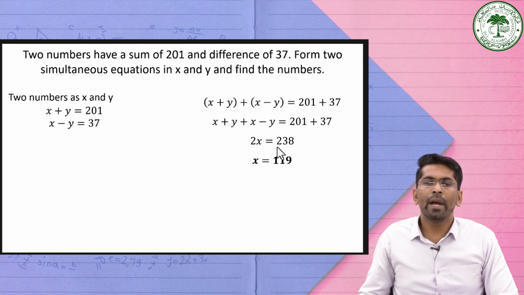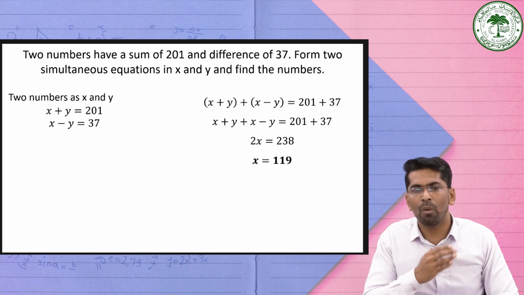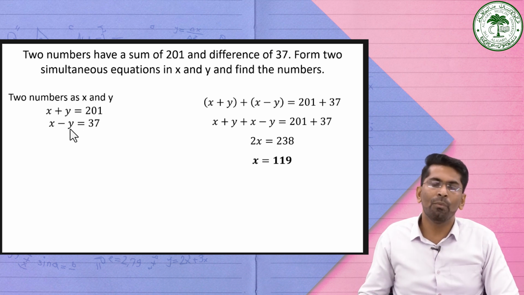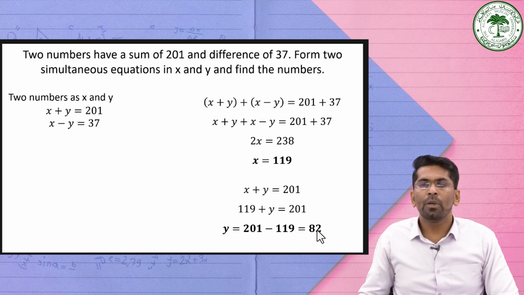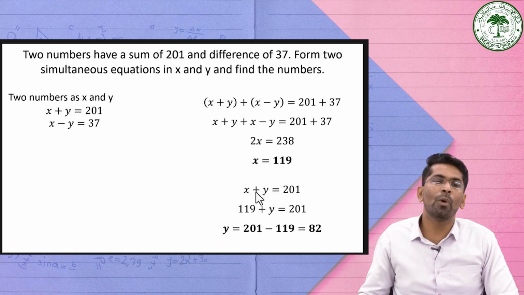Dividing both sides of the equation by 2, x is equal to 119. Now that we have the value of x, we can substitute it back into one of the original equations to find the value of y. Considering the first equation, x plus y is equal to 201, and substituting x is equal to 119, it becomes 119 plus y is equal to 201. Solving for y, 201 minus 119 is equal to 82. So the two numbers are 119 and 82.